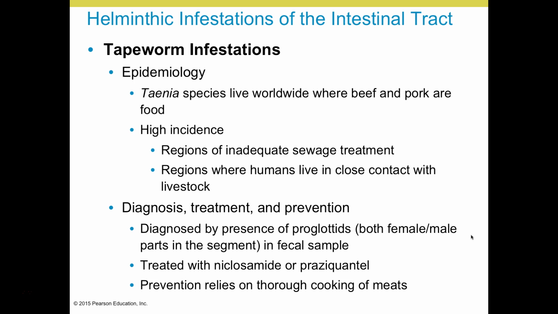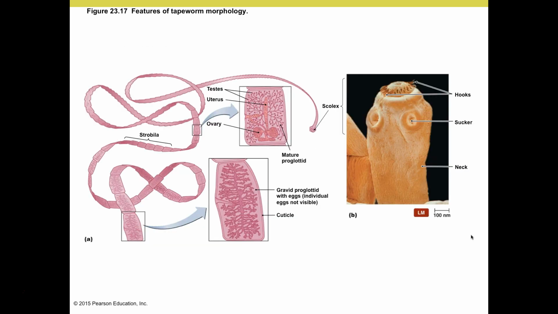How is the diagnosis if you have it? Well, fecal sample, okay. You find the proglottids, which are the mini worms, if you want to consider them that way. It is treated with niclosamide or praziquantel. And how do you prevent it? Make it well done. And this can grow very, very long in the intestines of the subject.